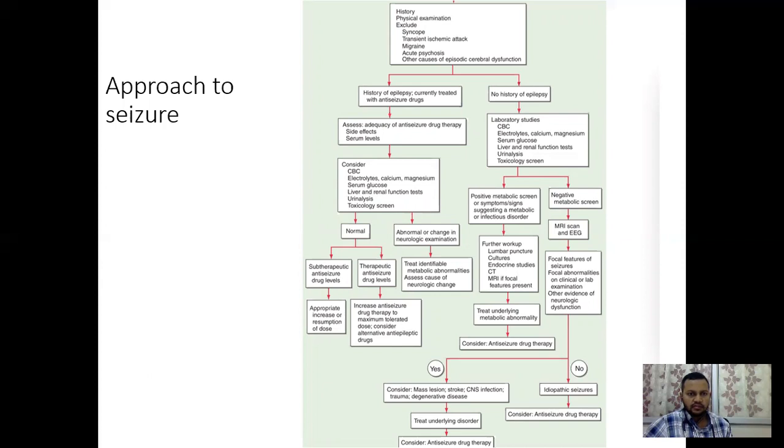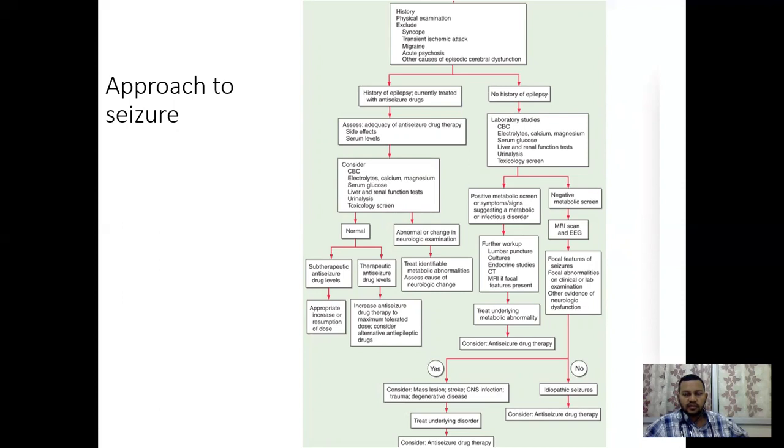If there is a subtherapeutic anti-seizure drug level, make an appropriate increase or resumption of the dose. If there is a therapeutic anti-seizure drug level, increase the anti-seizure drug therapy to the maximum tolerated dose and consider alternative anti-seizure drugs. If there is an abnormal change in the neurological examination, treat identifiable metabolic abnormalities and assess the cause of neurological change. If there is no history of epilepsy, then do routine investigations like CBC, electrolytes, calcium, magnesium, serum glucose, liver and renal function tests, urine analysis, and toxicology. If positive metabolic screening or symptoms and signs suggest metabolic or infectious disorders, do further workup like lumbar puncture, culture, endocrine studies, CT, and MRI if focal seizure is present, and treat the underlying metabolic abnormality and consider anti-seizure drug therapy.